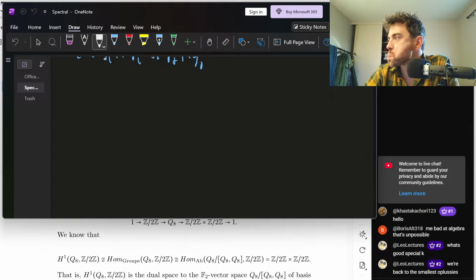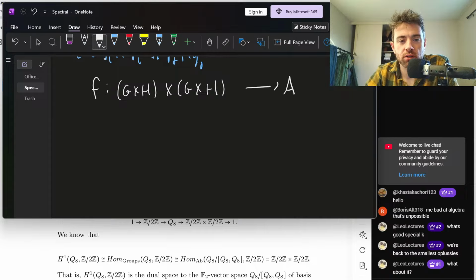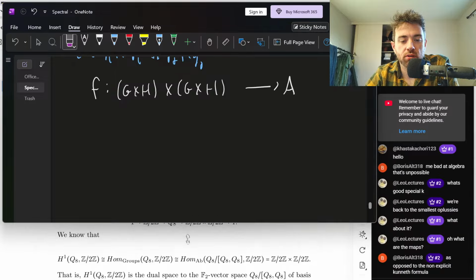Like, say I have a 2-cocycle of a Cartesian product of groups, right? I have a function representing some cocycle. And so then I should be able to decompose this, right? What am I saying here? Give me a second.